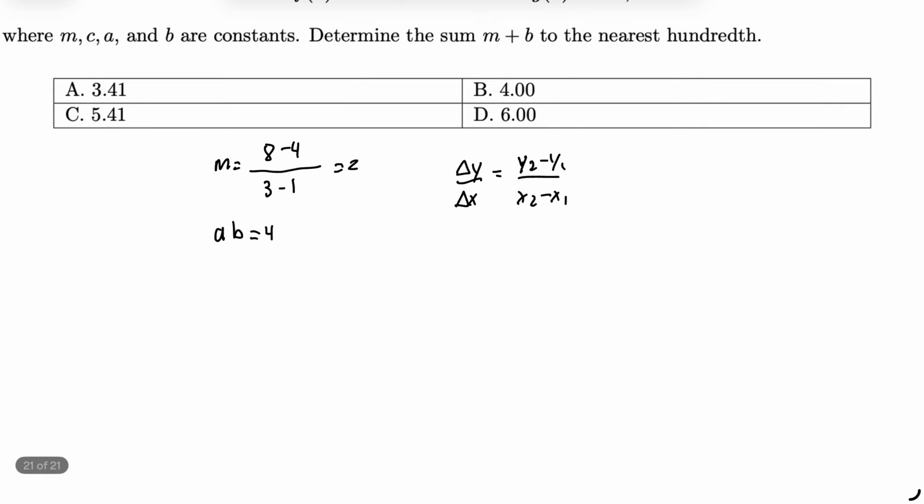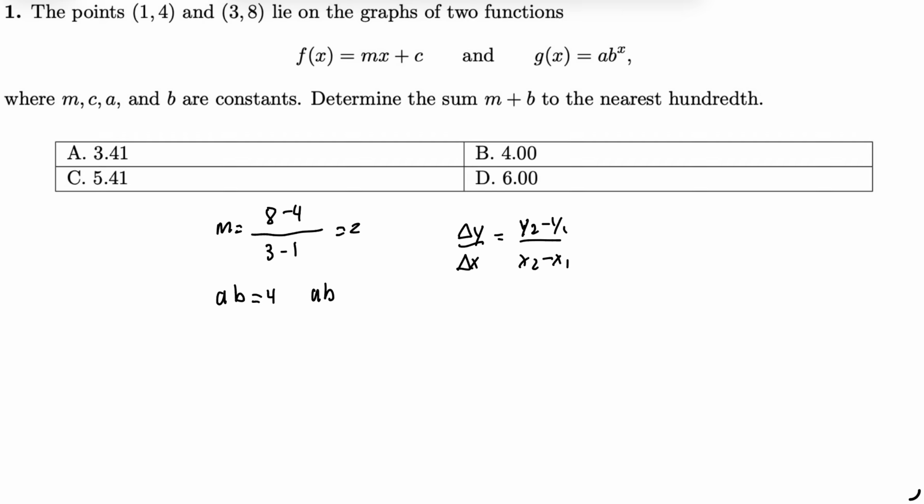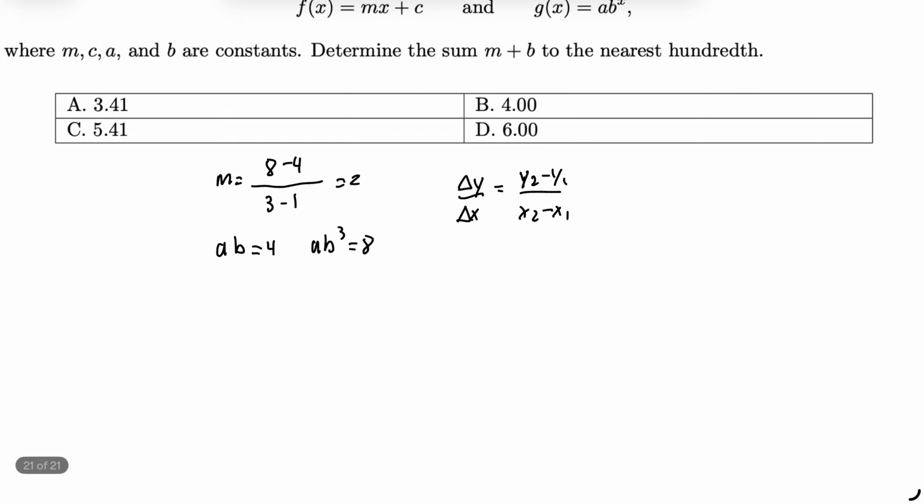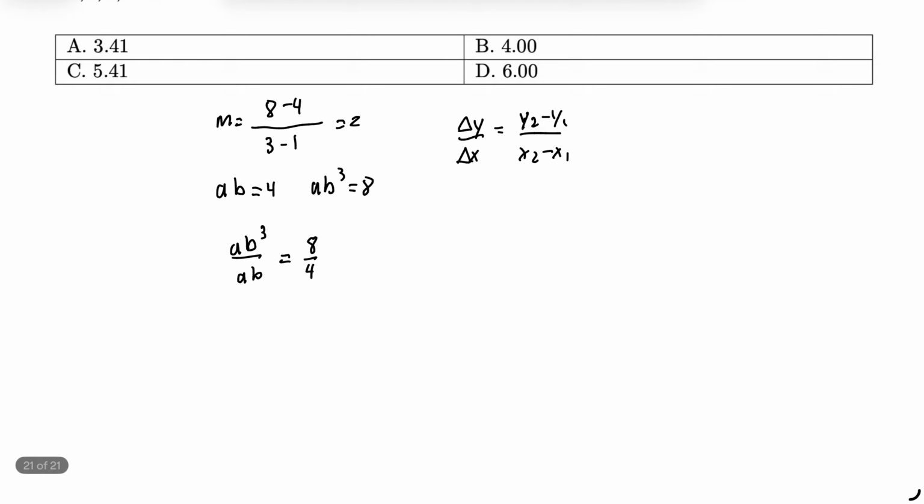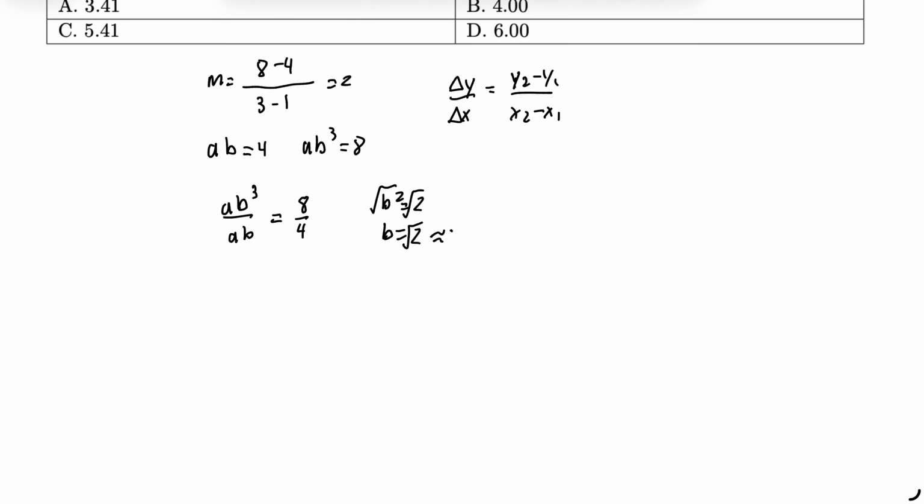So we know that a times b to the power of 3 is equal to 8. So if you have a times b to the power of 3 over a times b, that's going to be 8 over 4. Now, b squared is equal to 2. So if you take the root of both sides, we have that b is equal to the square root of 2. So that is approximately 1.41.